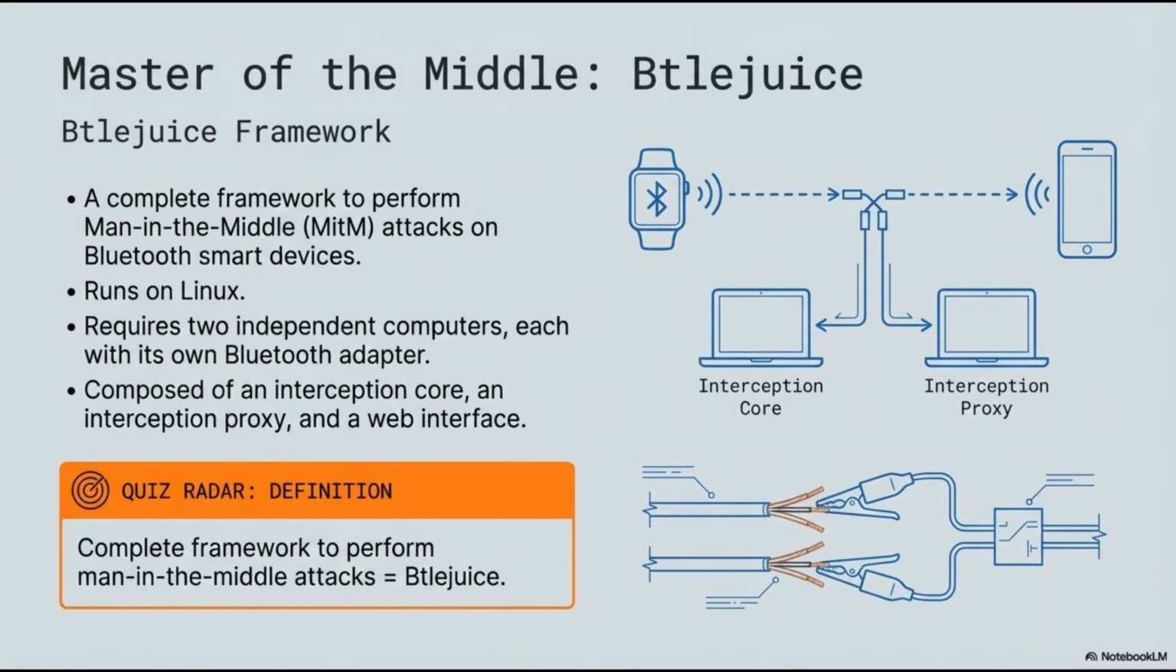Betelgeuse is fascinating because of that physical hardware requirement. Two computers. Right, you aren't just sending a spoofed packet, you are literally building a physical bridge to intercept the signal midair. One computer's adapter talks strictly to the victim's app, pretending to be the smart device. The second computer's adapter talks strictly to the smart device, pretending to be the victim's app. It's brilliant. The core and the proxy run between those two computers, catching the data, letting the hacker alter it, and then passing it along. The direct definition from the exam materials you need to know is complete framework to perform man-in-the-middle attacks. That always equals Betelgeuse. You are literally building a toll booth on an invisible highway.